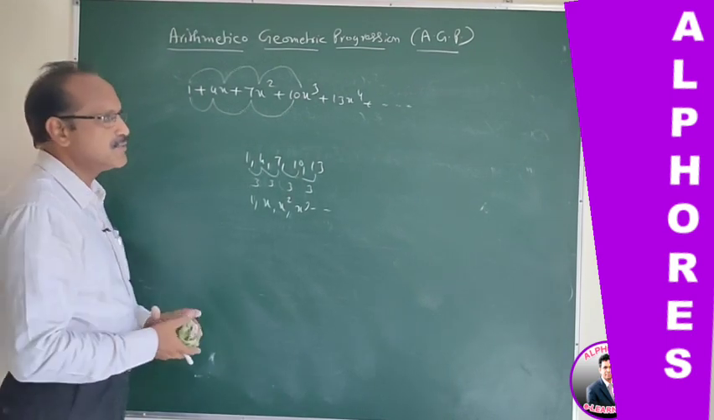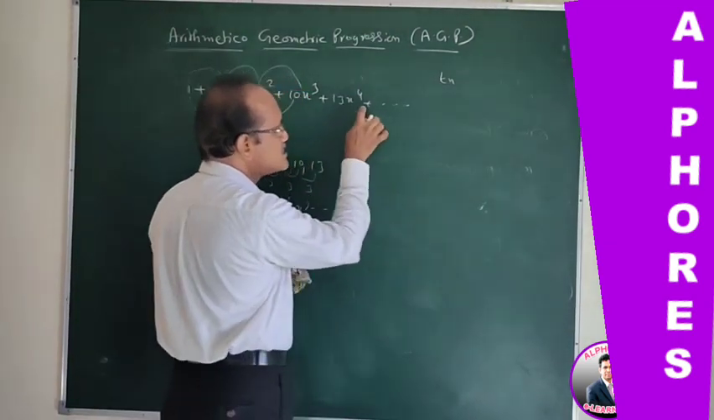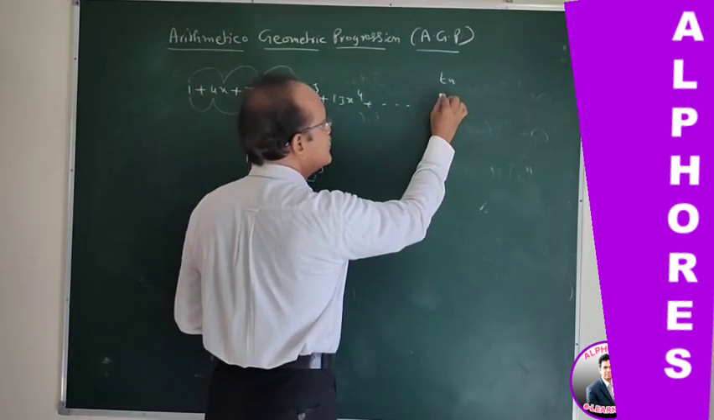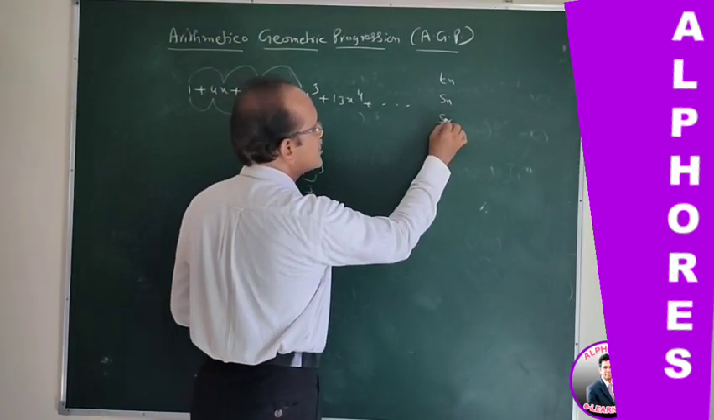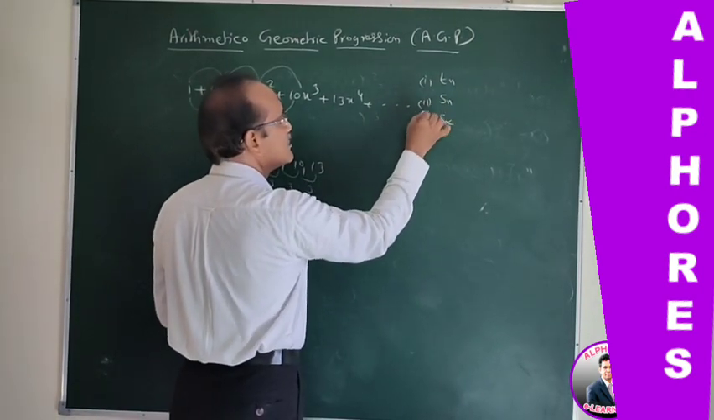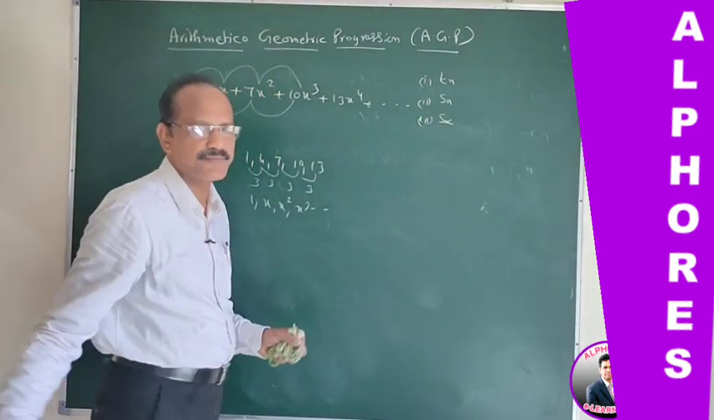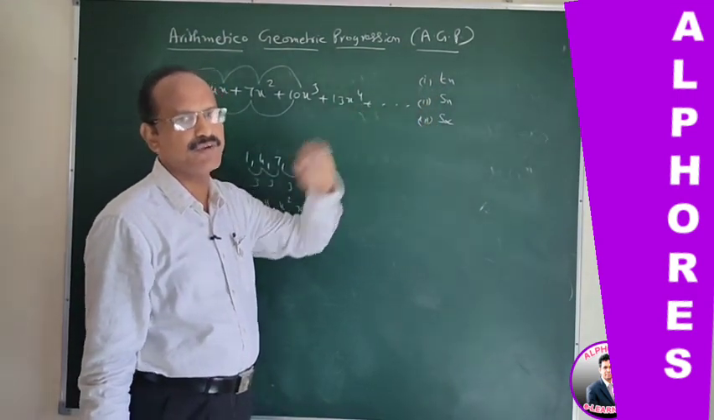Now we are going to calculate the nth term of this AGP, the sum to n terms of AGP, and also the sum to infinite terms of AGP. We are calculating three different values: the nth term, sum to n terms and sum to infinite terms.